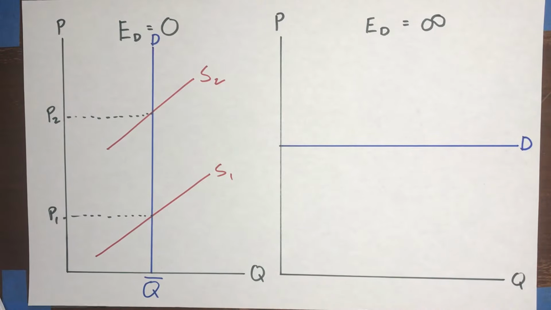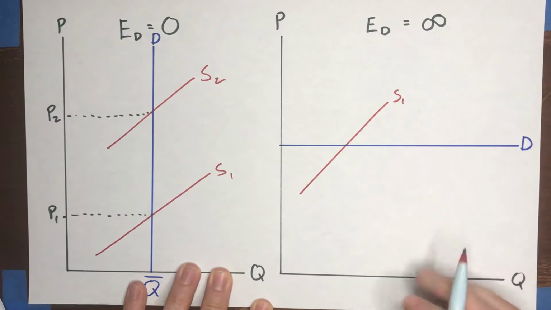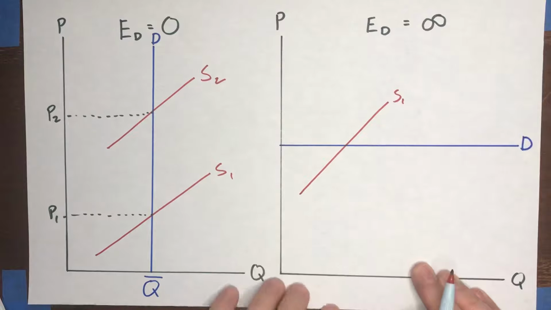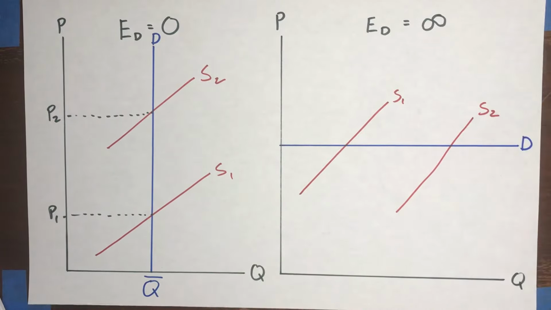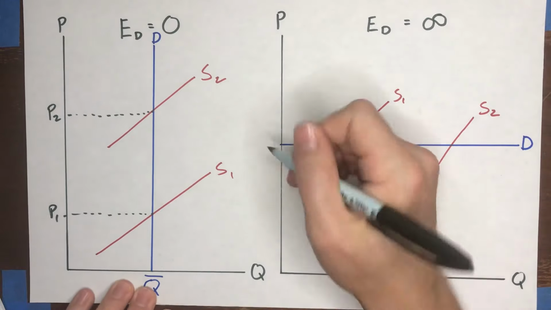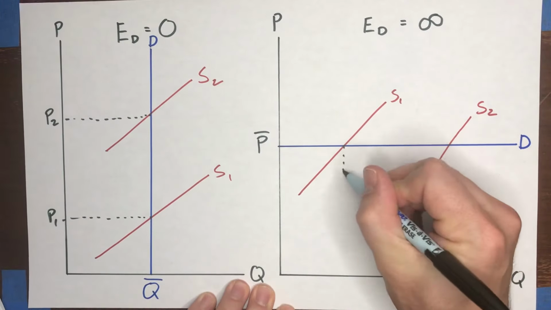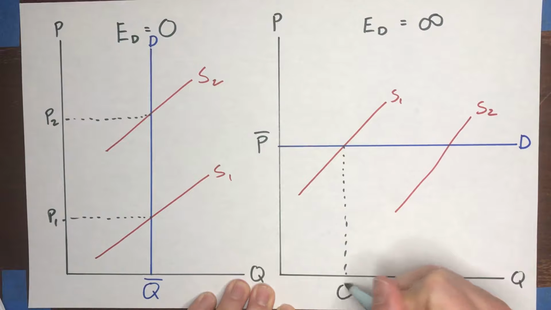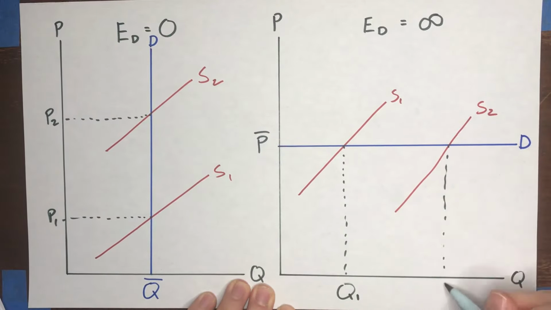So now you can imagine a couple of different supply curves. Call this one S1, and then suppose there's an increase in supply to S2. The price is remaining the same no matter what, but consumers are going to change the quantity of units demanded. Q1 and Q2. All right.